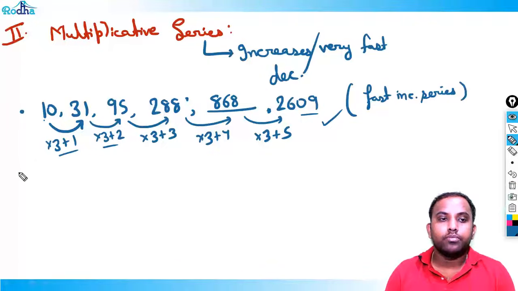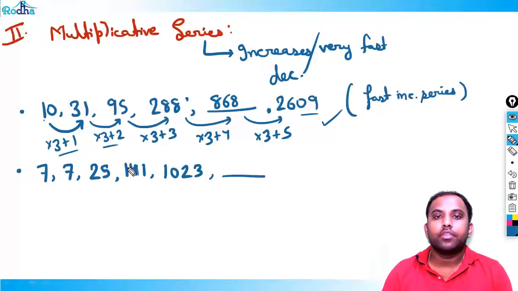Now, let's do the next one. Okay, so this is the next one here: 7, 7, 25, 141, 1023. What is the next number?